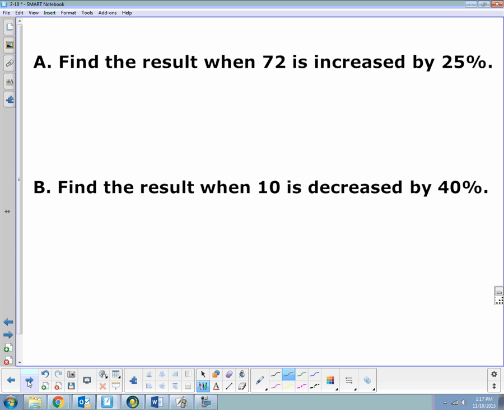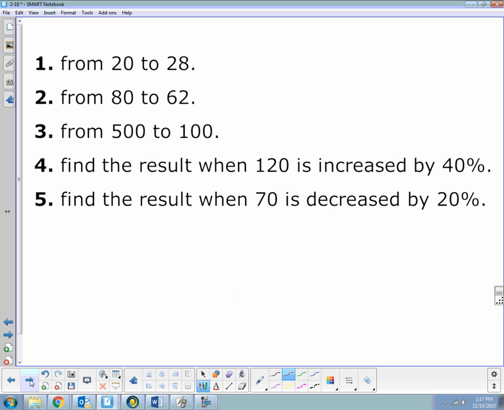Okay, the correct answer for this one is 90. And the correct answer for this one is 6. And we did not have to say if it was increased or decreased because it was in the problem. If you didn't get those answers, watch the linked video.